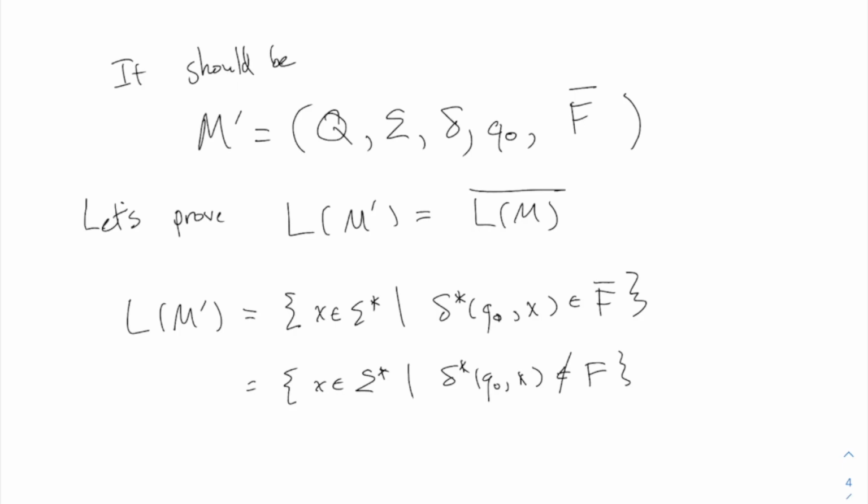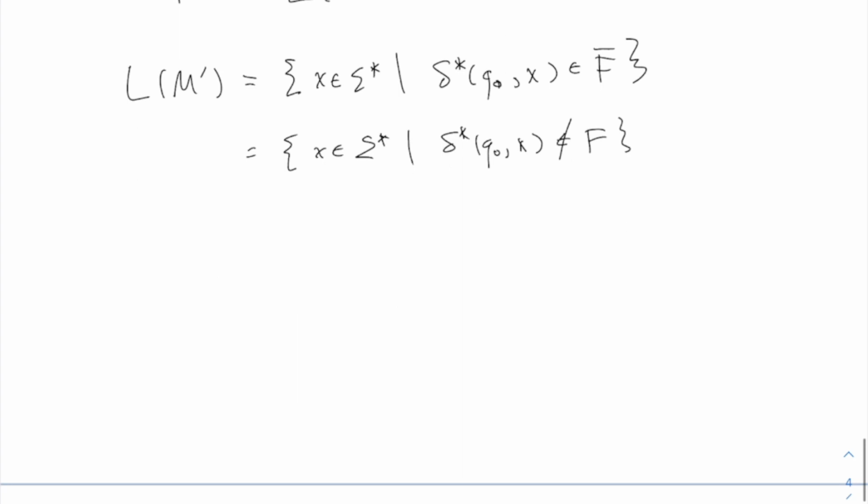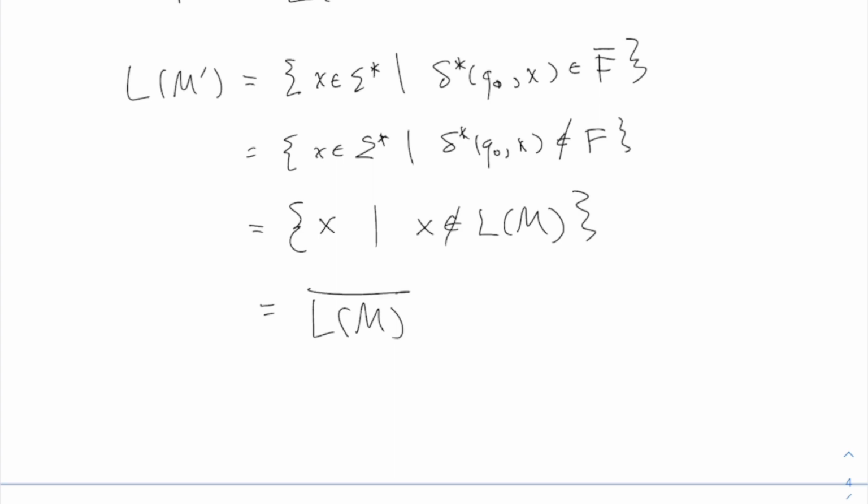What this means is that this is the set of all x such that x is not in the language of M, right? Because this says that x is not in the accepting set of the original machine. So that means that x is not in the language of M. And of course that is L of M bar, right? That is all things which are not in L of M. And there you have it.